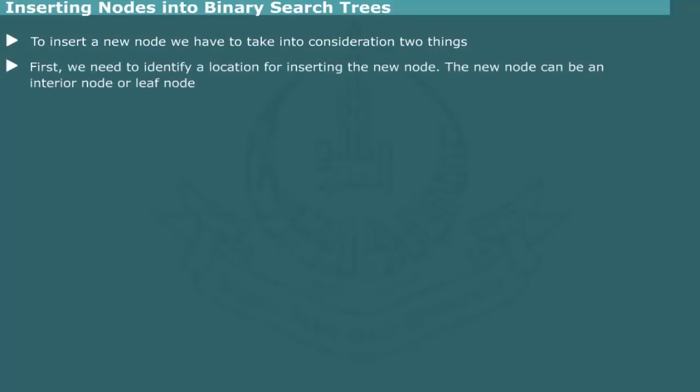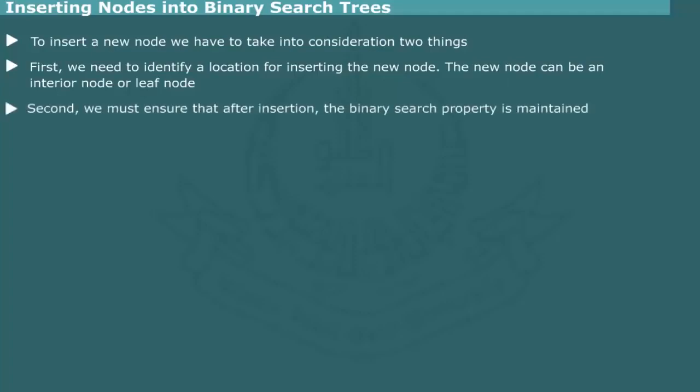Inserting a node into binary search trees. In order to insert, we have to take two things into consideration. First, we need to find a location in the tree structure where a new node can be placed. To maintain the binary property of the tree, the new node must always be added as a leaf node. Second, after insertion, we must ensure that the binary search property is maintained. This implies that the key of each node must remain greater than all keys in the left subtree and less than all keys in the right subtree. Example.